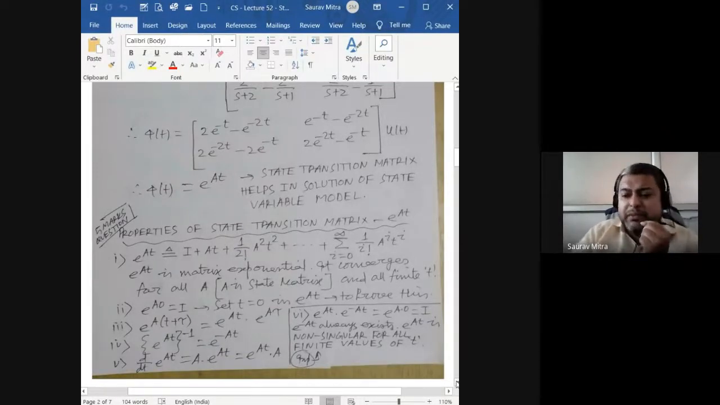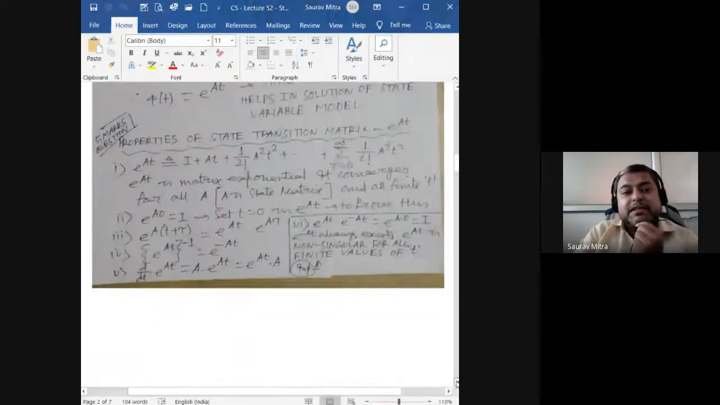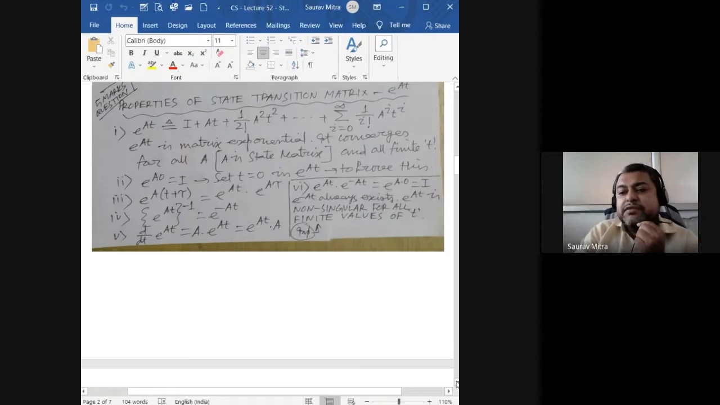So we'll be doing one numerical today, that is, find the solution of a homogeneous system, and we will see how it is. Next is properties of the state transition matrix. This question is asked for 5 marks. These are all properties of the exponential. So what is the property?